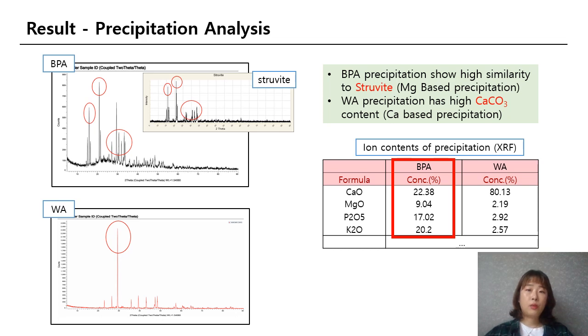And secondly, we see the WA precipitation, which has 1 high peak. This shows that WA has high content of CaCO3, which results in calcium-based precipitation. And on the right side there is XRF result. We can clearly see that BPA precipitation has better composition of magnesium and phosphorus and potassium, and the nitrogen composition is still ongoing.